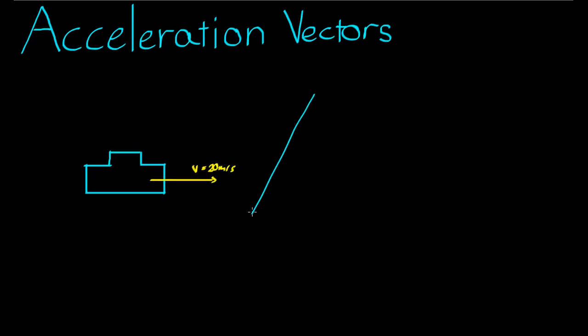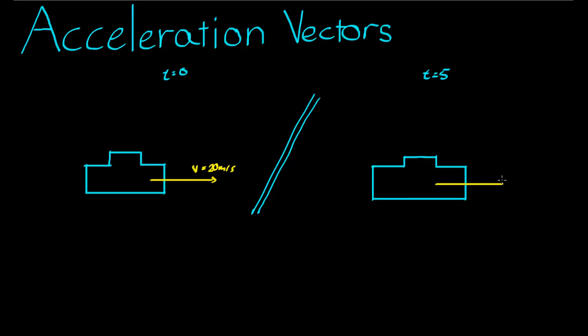And then we skip forward in time. We'll say we skip forward 5 seconds later. So this is at t equals 0, and this is at t equals 5. And that police car has heard on its radio of a crime being committed up ahead. So it has accelerated, or changed its velocity. So now it's travelling 35 meters per second. So the second velocity is 35 meters per second.